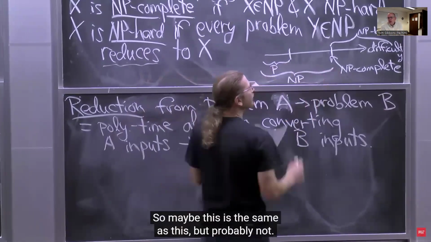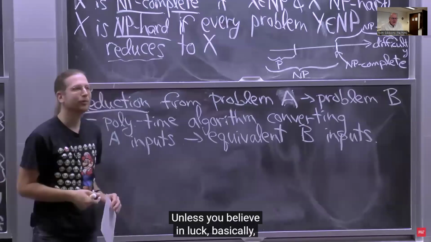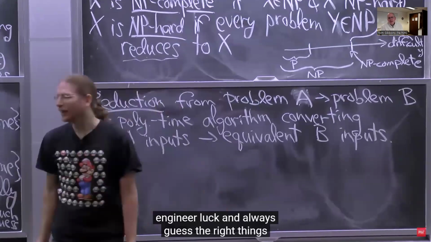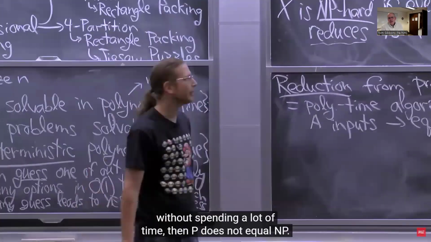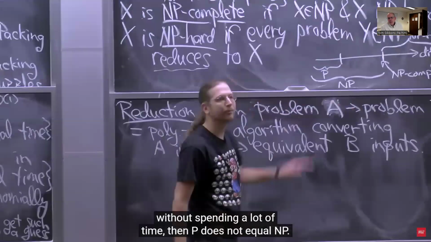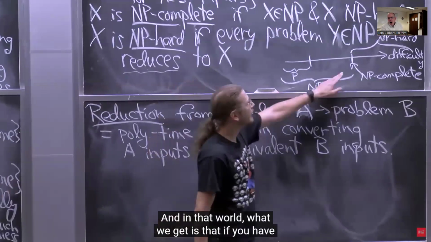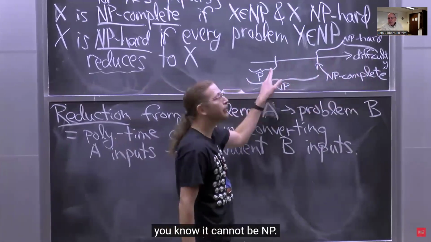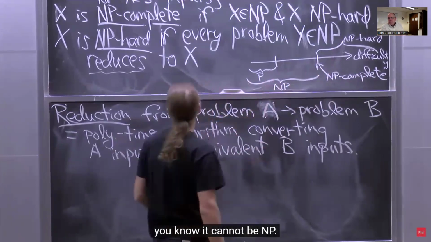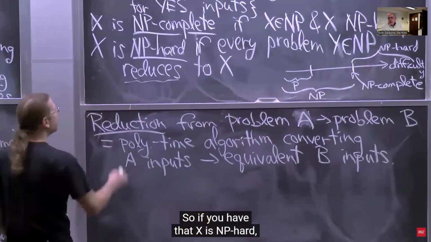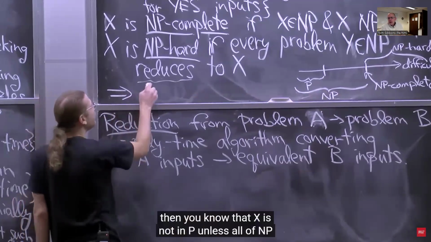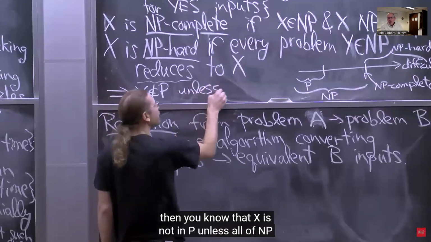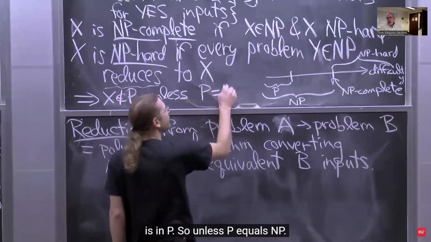same as this, but probably not, unless you believe in luck, basically, unless you imagine that a computer could engineer luck and always guess the right things without spending a lot of time, then P does not equal NP. And in that world, what we get is that if you have an NP complete problem, or actually any NP hard problem, you know it cannot be in P. Okay, so if X is NP hard, then you know that X is not in P unless all of NP is in P, unless P equals NP.